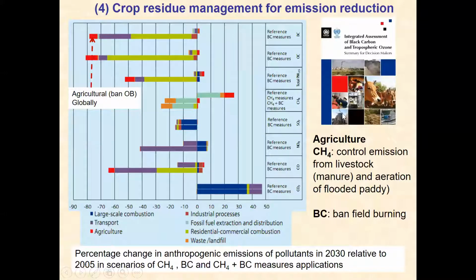Okay. Now, the last part of my talk is about crop residue management for emission reduction. As you can see earlier, UNEP and WHO have reports called Integrated Assessment of Black Carbon and Tropospheric Ozone. They consider many measures, and the red color here is agricultural measures. So agricultural measures for black carbon mean a ban on the open burning activity. And you can see how much we can reduce in terms of the emission of different pollutants if we ban globally the open burning of crop residue.